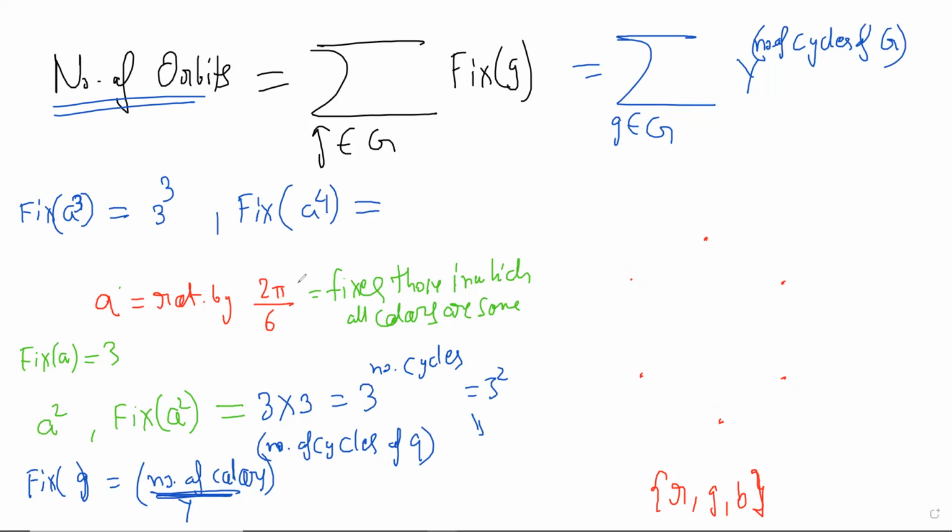Why 3 to the power 4? It doesn't have 4 cycles. How many cycles will a to the power 4 have? Let's see. Suppose you start with this thing, or you can even forget about this cycle thing. Just ask yourself how many things it will fix. Let's say you put a color here, let's say red. It means that you take 4 steps from here, 1, 2, 3, 4, you come here. This should also have the same color.